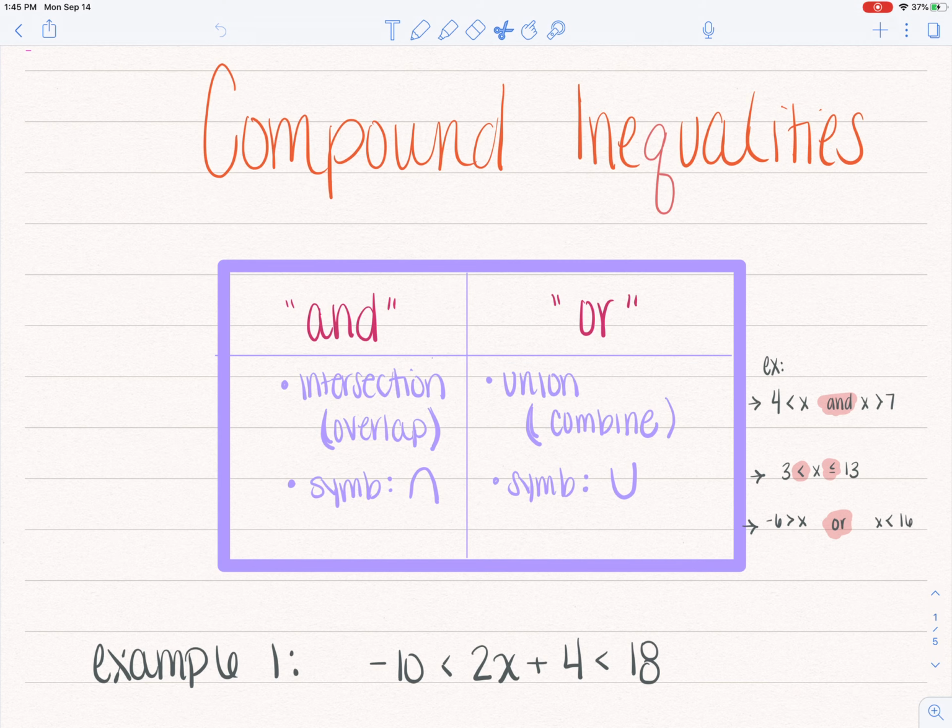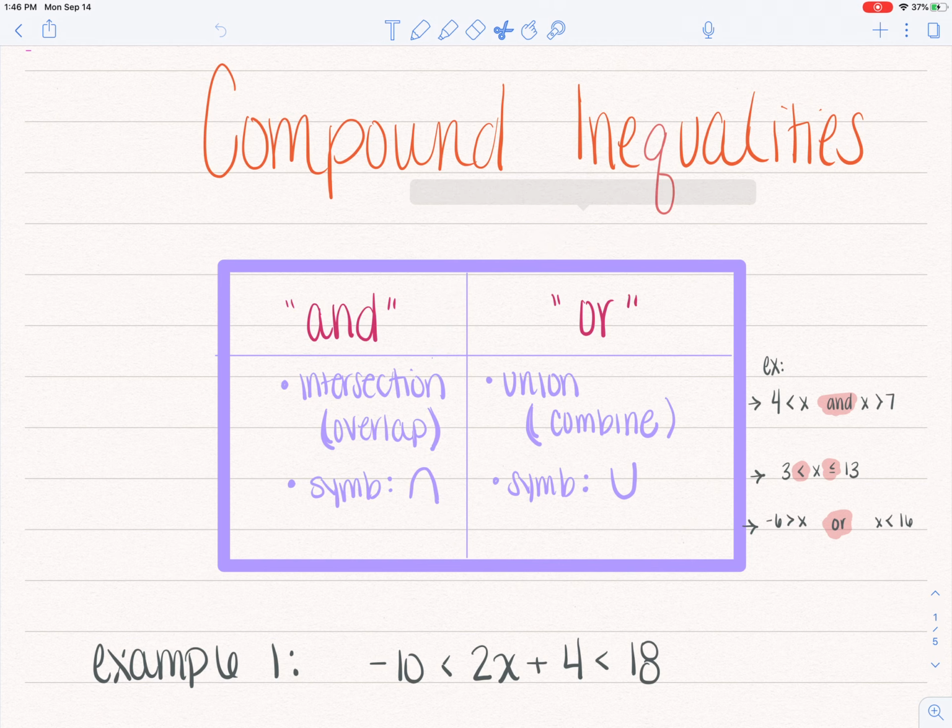So some definitions or some terms that you'll see: "and" is going to be the intersection. So you're going to solve the two inequalities separately. And then once you've solved the inequalities separately, for "and," you're going to find the overlap, or where they intersect. For "or," you're going to find the union, or the way that I remember it is you're going to unite them together. You're going to stick them together.